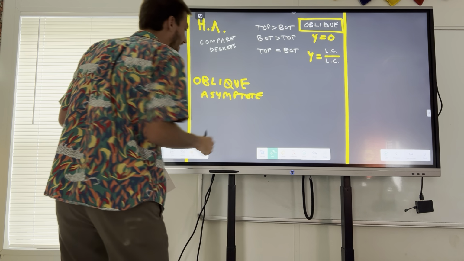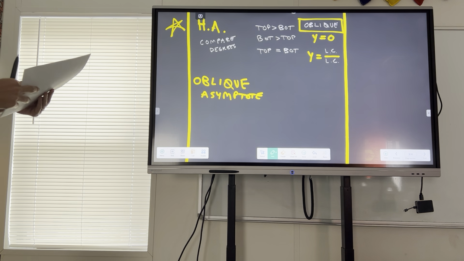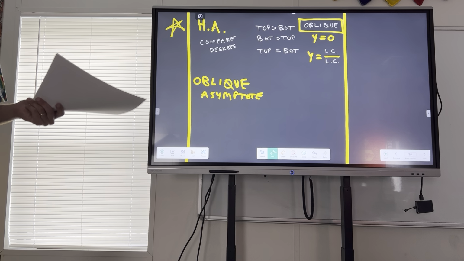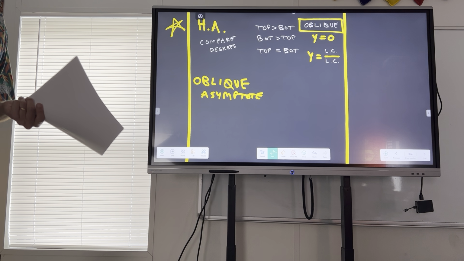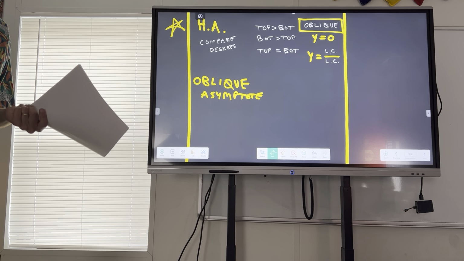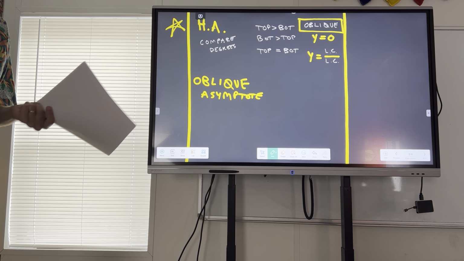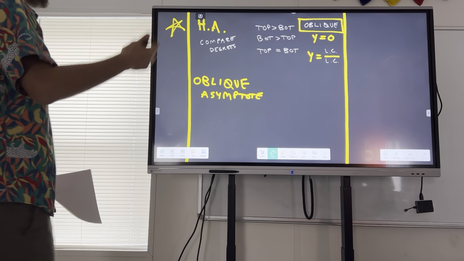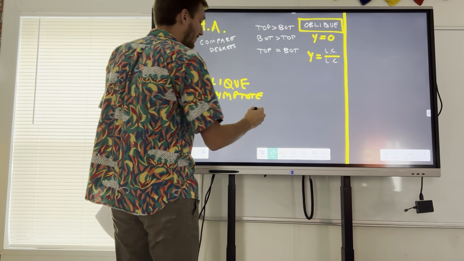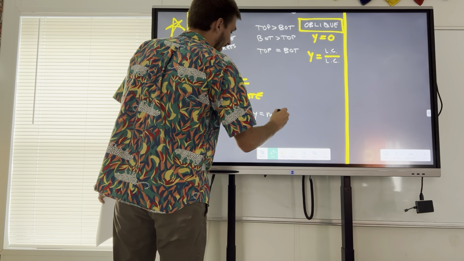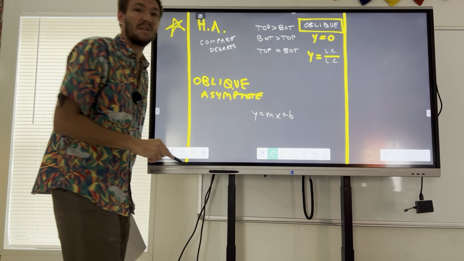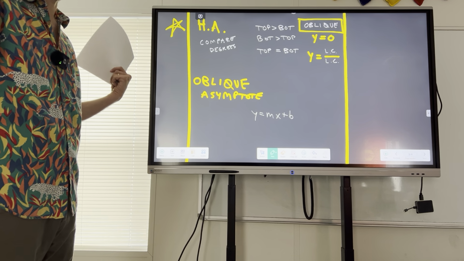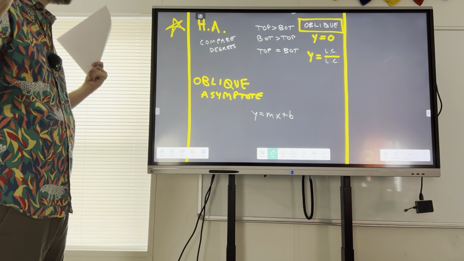Well, the oblique asymptote is not a vertical line. That would be a vertical asymptote. Or a horizontal line. That would be a horizontal asymptote. It's a diagonal line, which means it's just a regular line. So your oblique asymptote is going to be of the form y equals mx plus b, because it's just going to be some sort of angled, sloped line, just like a regular old line.